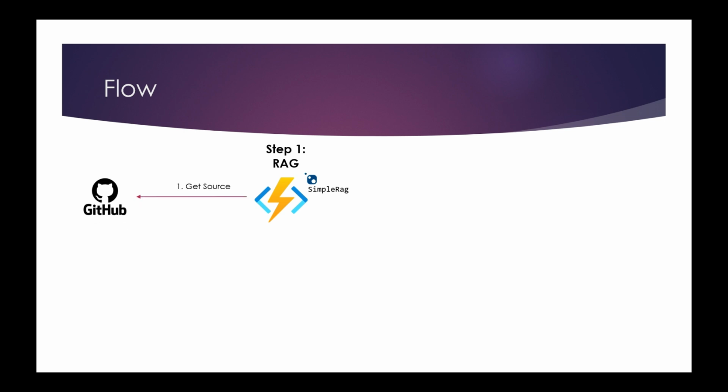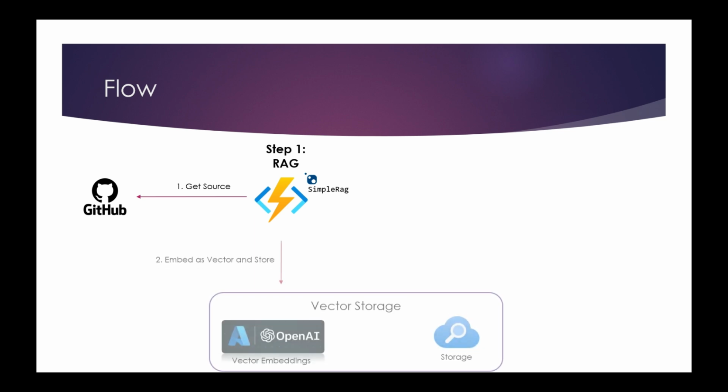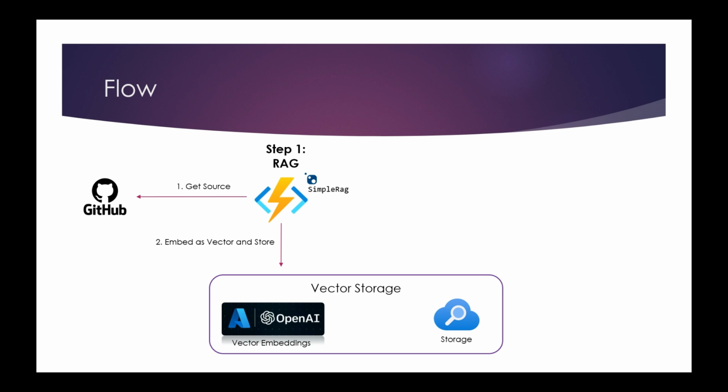But the first thing Azure Function and SimpleRack will do is it will online grab the sources of GitHub for that specific repo, meaning Trello.net. And then it's going to embed it into a vector store, in my case, Azure AI Search. And the vector embeddings will be done by Azure OpenAI. And once we have that, we have turned our code into something that we can use for RAG.